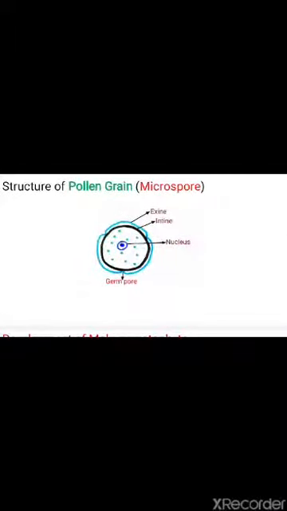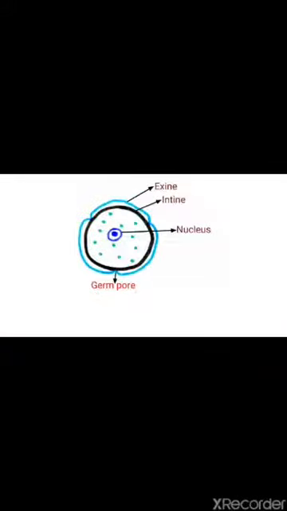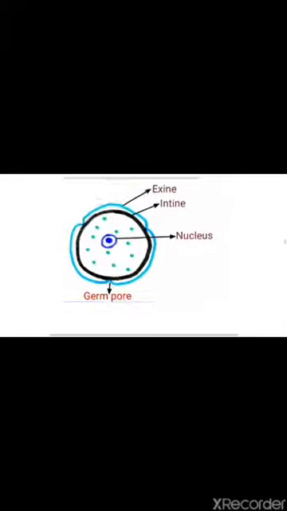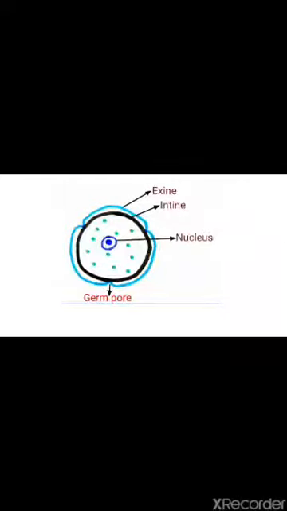Now this is the complete structure of pollen grain. You can see once again, the outer wall is called exine, then the inner wall is called intine. Internally it consists of a single nucleus, and at some places this exine is thin walled. It forms very small pores, called germ pores, and through the germ pore, during germination of pollen grain, the pollen tube comes out.